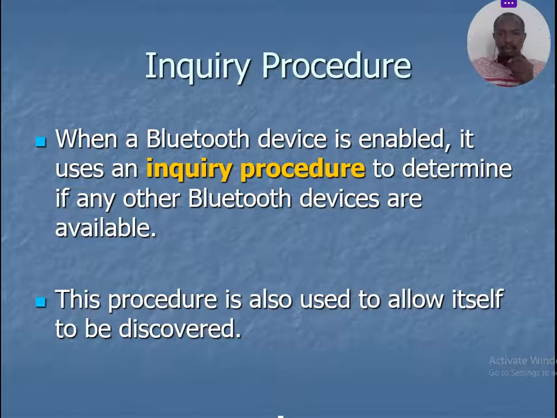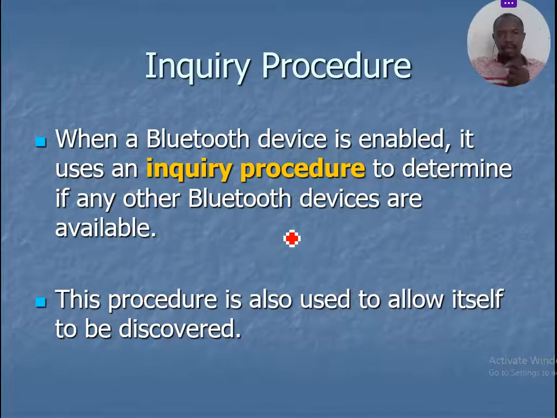Now, when a Bluetooth device is enabled, like when you turn on the Bluetooth in your phone, that's the enablement that we're talking about. So you turn on the Bluetooth, you switch it on. When the Bluetooth device is enabled, it uses what we call the query procedure to determine if other Bluetooth devices are available. So if I want to send anything to anybody, I'll tell the person, please turn on your Bluetooth, and I have to turn on my Bluetooth.